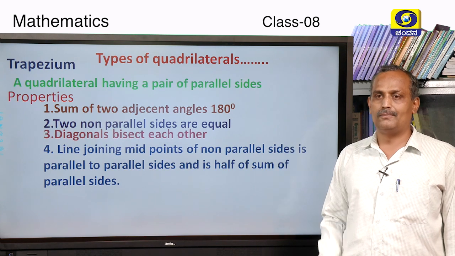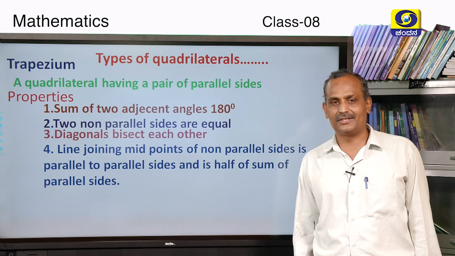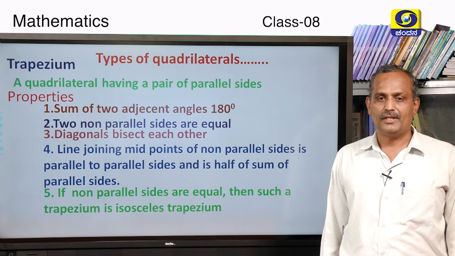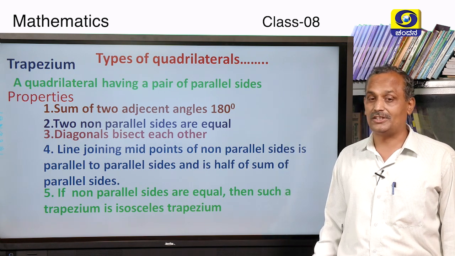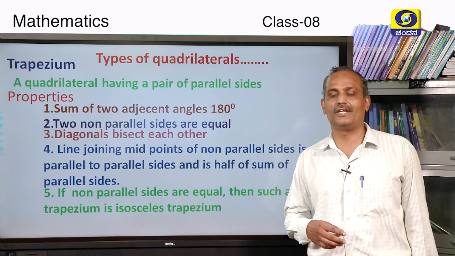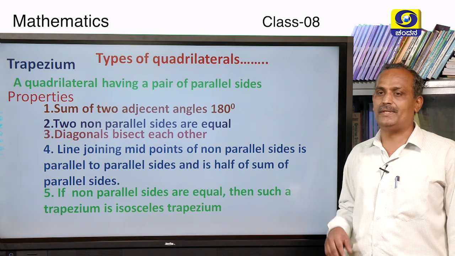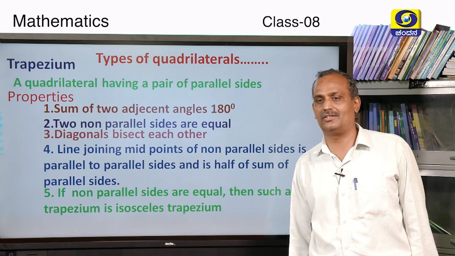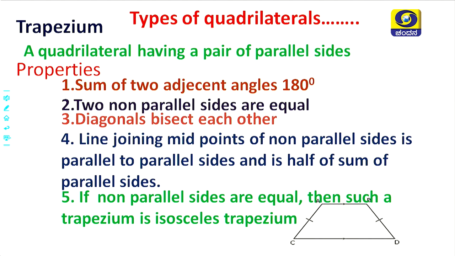So, let us move further. I think you are writing these properties in your notebook. Understand the properties. The fifth property: if non-parallel sides are equal, we call such a trapezium isosceles. So, if non-parallel sides are equal as listed here, such a trapezium is isosceles. It is called an isosceles trapezium. I have drawn such an isosceles trapezium here. You can draw it in your notebook also.